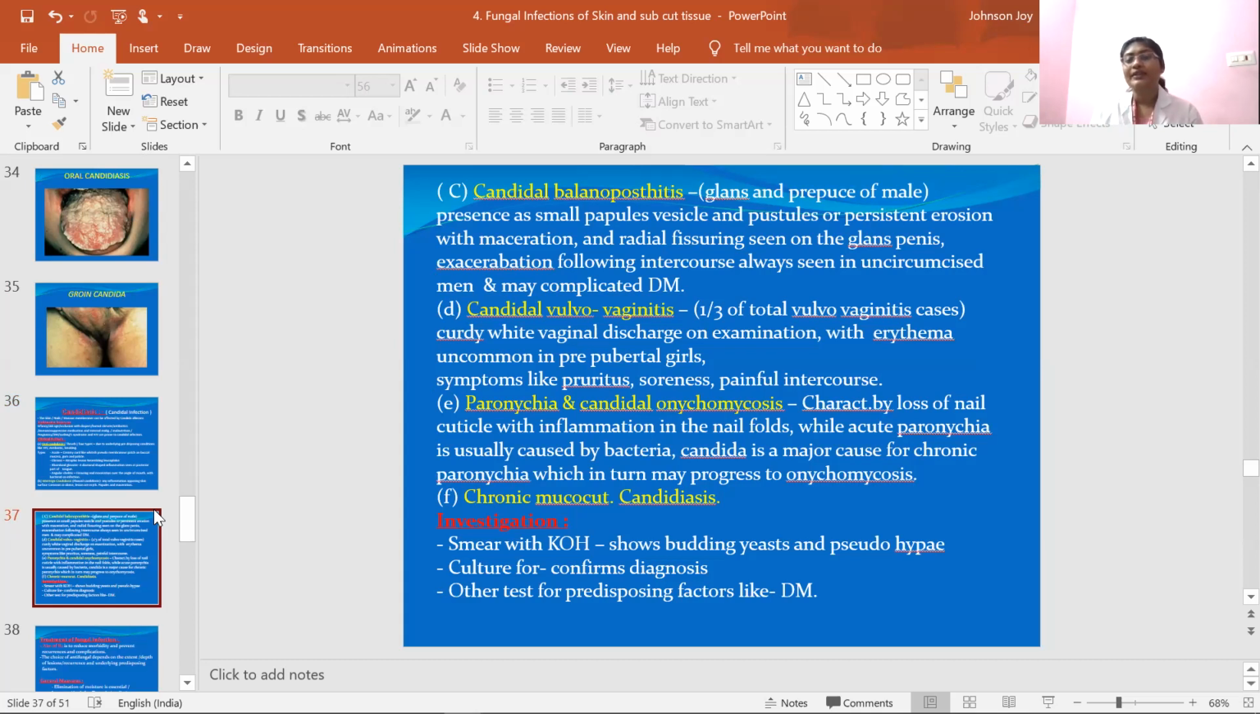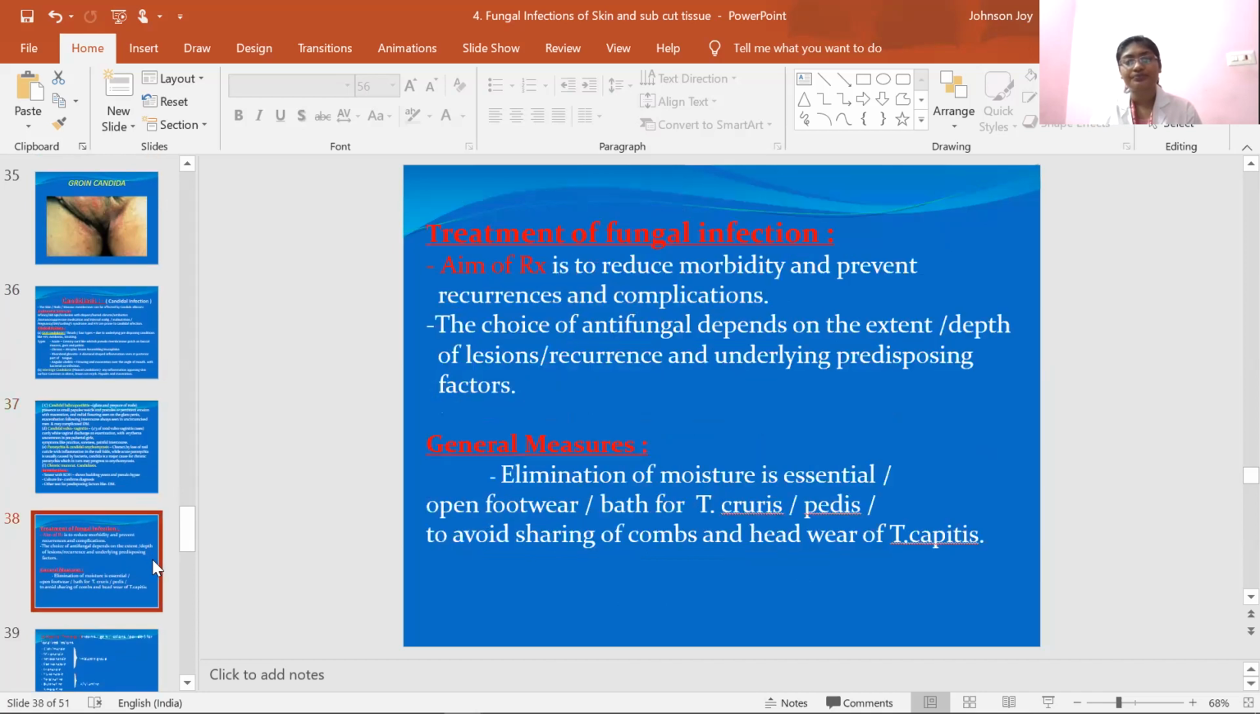Now, investigation: smearing with potassium hydroxide shows budding yeast cells and pseudohyphae. You can do culture to confirm the diagnosis. Other tests for predisposing factors like diabetes mellitus have to be done. Treatment of fungal infection: the aim of treatment is to reduce the morbidity and thereby prevent recurrence as well as complications. The choice of antifungal depends on the extent or depth of the lesions, how recurrently it presents in the patient, as well as the underlying predisposing factors.